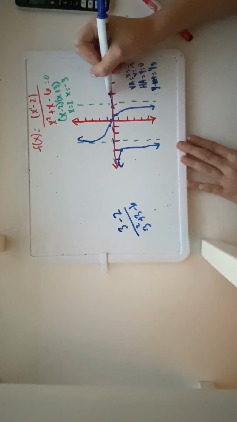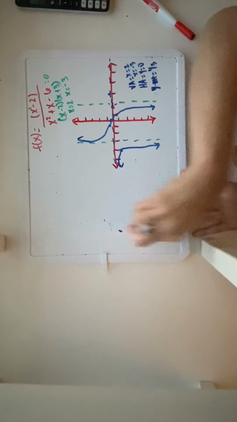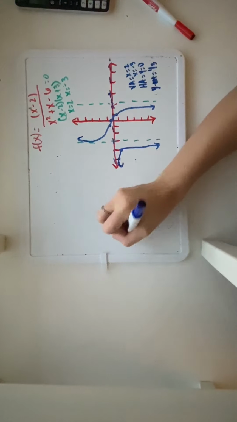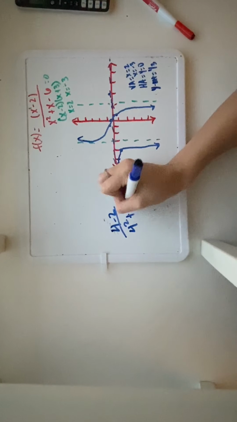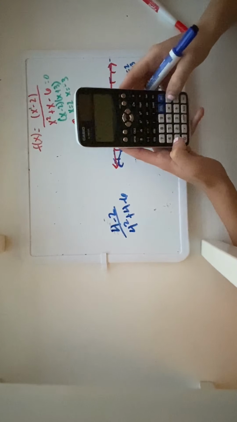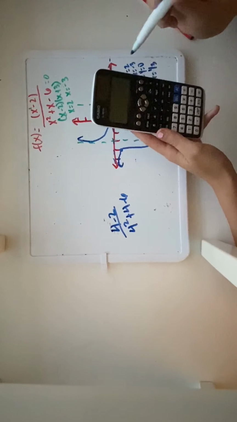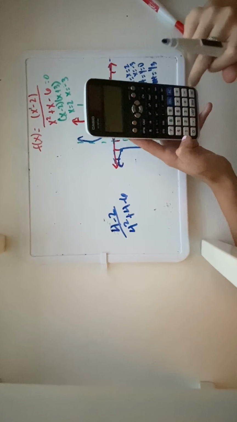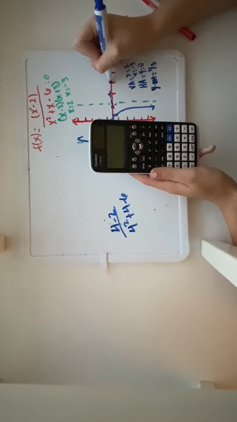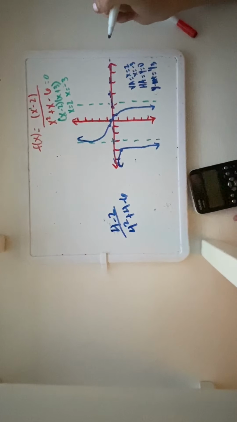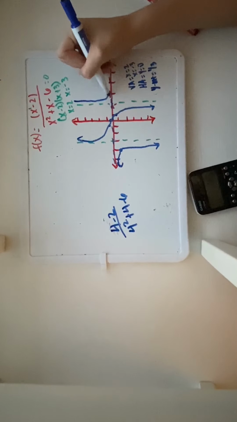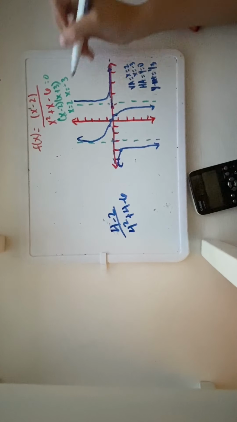Okay, so we have our 1/5 right here. Now let's do 4. So we have 4 minus 2 over 4 squared plus 4 minus 6. So we have 4 minus 2 is 2 divided by 16 plus 4 is 20 minus 6 is 14. That's 1/7. So we're even getting closer to the line. As we get closer to the line, we can mark that it's going to be like this.